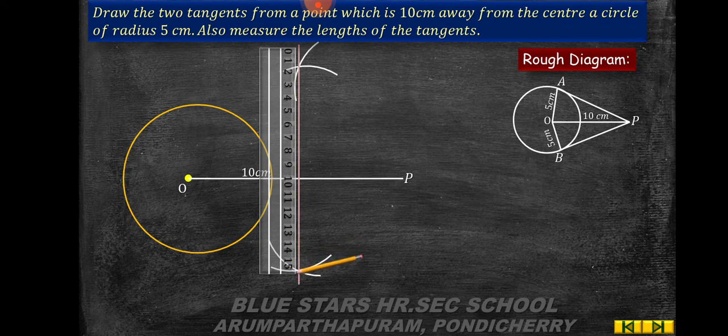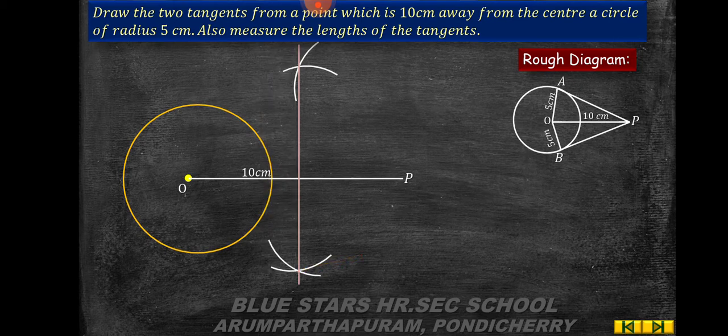So now you can get a perpendicular bisector which cuts OP at the point M. So the next step, the perpendicular bisector has been drawn. Next, take the compass and measure MP. So with MP as the radius, we are going to draw a circle.